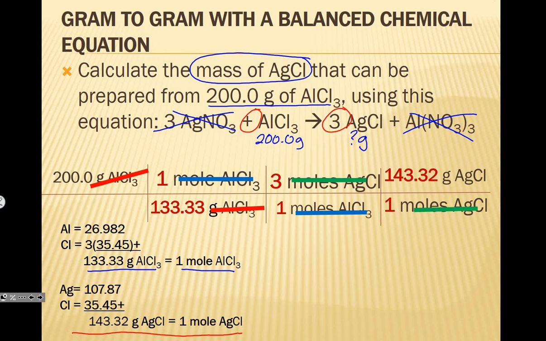Grams to moles, moles to moles, moles to grams. And that's all I remember. So that's the hardest part.